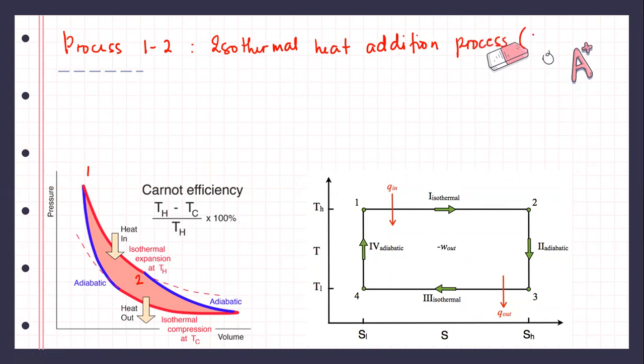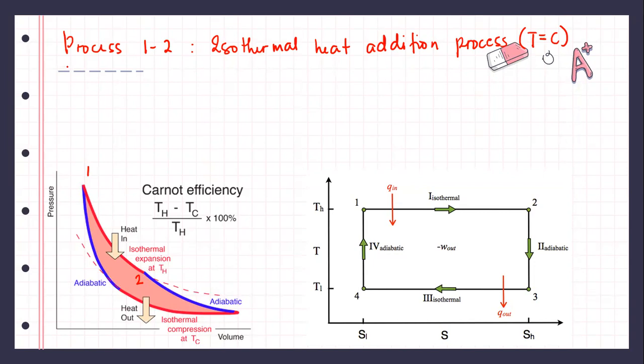Okay, temperature is constant. Remember, under the processes, temperature is constant is under the isothermal process. Now, for process 1 to 2, we have the isothermal heat addition process, a reversible isothermal expansion during which the heat is transferred from the high temperature reservoir to the working fluid.